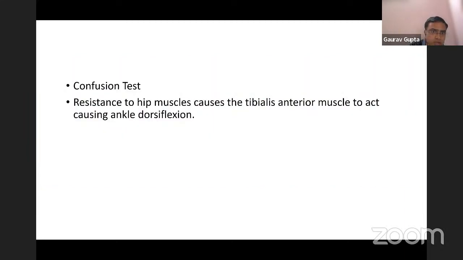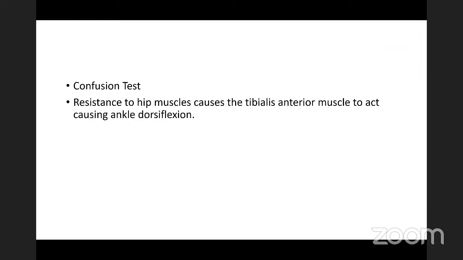We can also do a confusion test where we ask the child to flex his hip and we resist the hip flexion, and if that causes movement of the tibialis anterior muscle to cause ankle dorsiflexion, that also suggests that the control is not very good and there is tibialis anterior tightness also. What is the importance of selective motor control as far as the outcome is concerned, Gaurav?